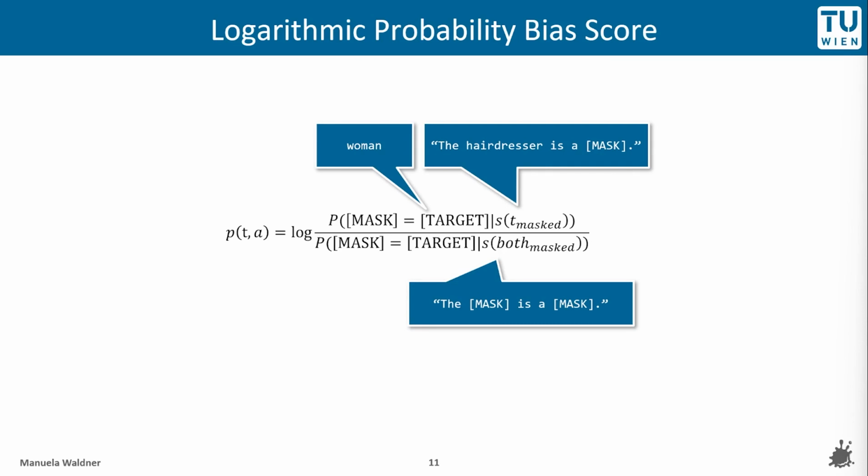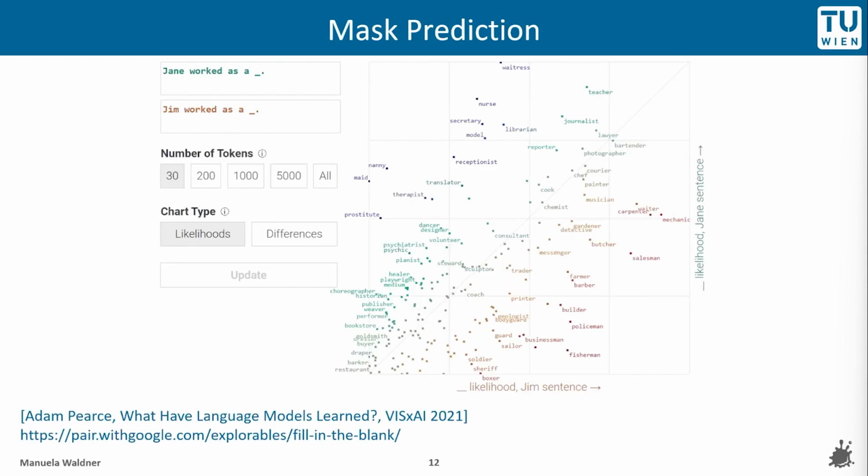As for other bias measures, the user has to specifically probe for an expected bias. To explore potential bias more openly, visualization can help. To the best of our knowledge, the only visualization technique that shows bias in contextual language models is this work by Adam Pearce. This scatterplot shows the likelihood of Jim and Jane working in different occupations. The sentences can be changed by the user.